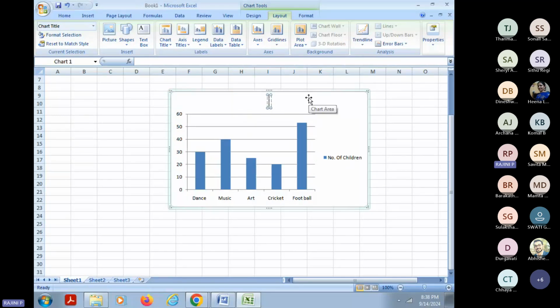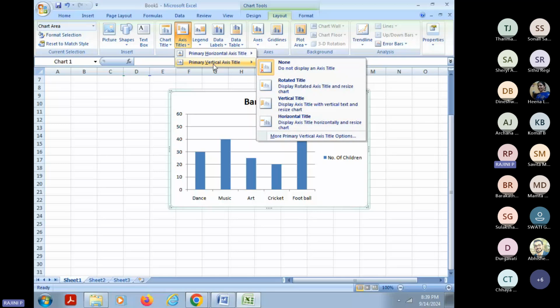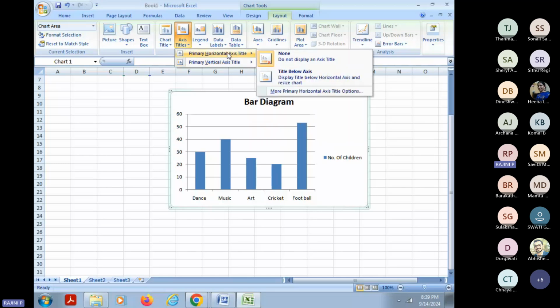Here, write that. I'm writing bar graph. Okay, sorry, bar diagram. Heading I gave, main title of the graph, I got it, that means bar diagram. Again go to the chart layout, in the chart tools go to the layout, go to the axis title and then go to the horizontal axis title. In this one, click on title below axis.